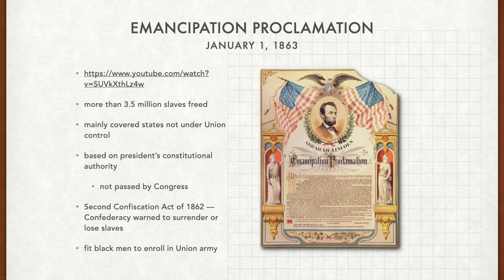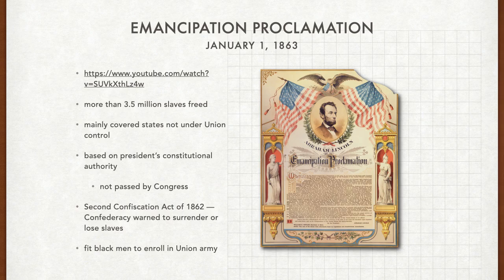So basically, this proclamation is complicated because it's mainly directed towards the Confederacy, right? Freeing all the slaves in the Confederacy, despite the fact that the Confederacy is no longer part of the United States. So it's complicated, right? The northern states kind of, but again, they're left to do their own thing if they want. The proclamation was based on the president's constitutional authority as commander-in-chief of the armed forces. It was not a law passed by Congress.